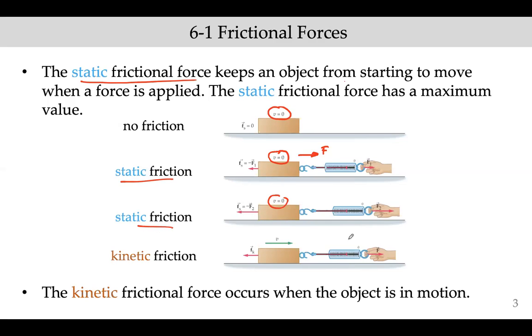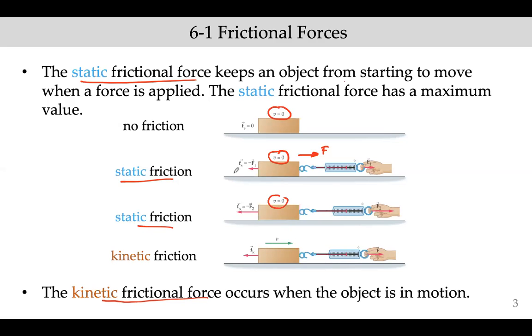Now, at some point, if you keep increasing the force, you will win against the static friction, and at that point, the block will start moving. As the block moves, the frictional force on the block will be different. It's called kinetic frictional force, and it occurs when the object is in motion.